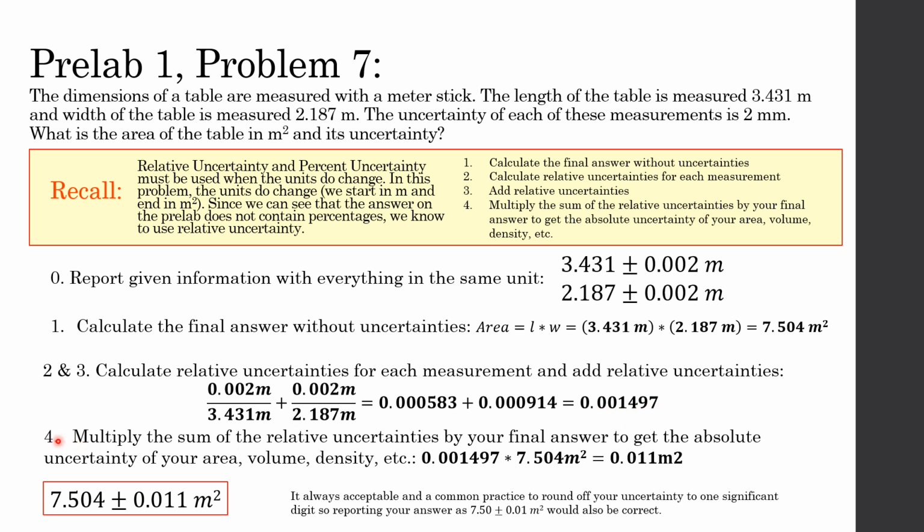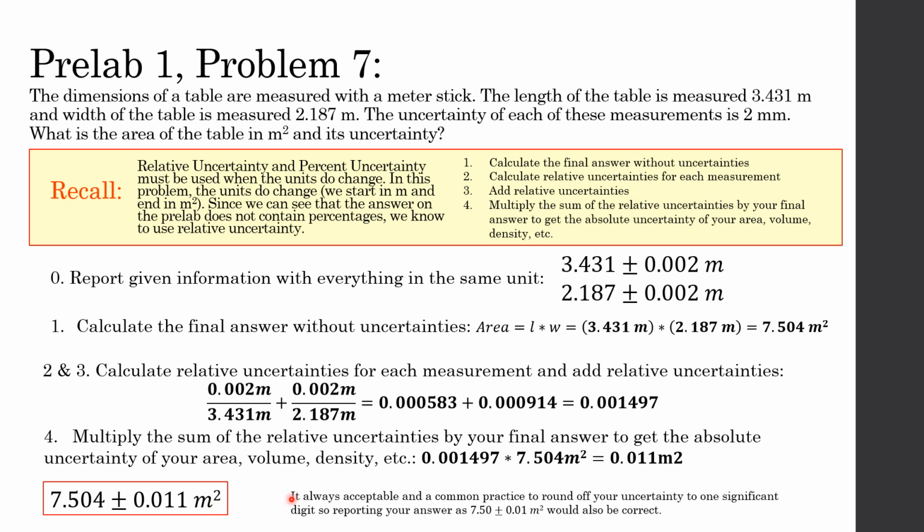Then for our last step, we're going to multiply the sum of the relative uncertainties, which is this quantity here, 0.001497, by the final answer that we got in step 1. So when we multiply those together, since we want to make sure that we're getting that same unit, which in this case is meters squared for area, we get 0.011 meters squared. Then if we want to express it in our measurement uncertainty format, that would be 7.504 plus or minus 0.011 meters squared.